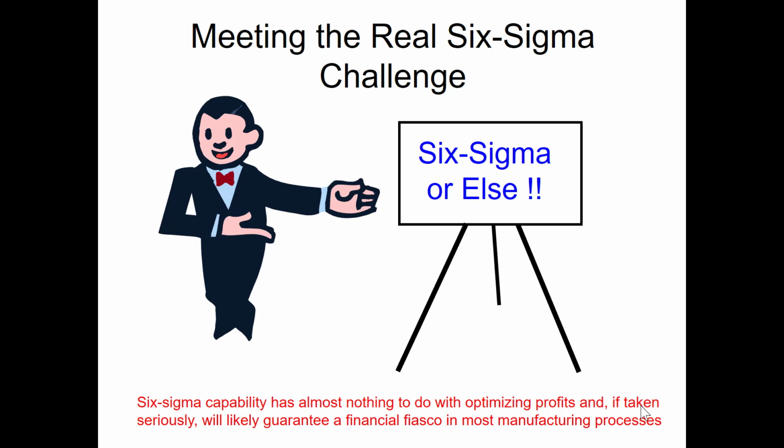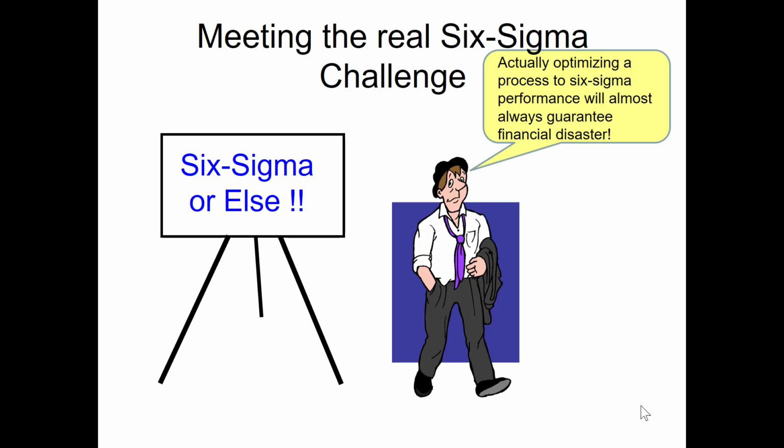Six Sigma capability has almost nothing to do with optimizing profits, and if taken seriously will likely guarantee a financial fiasco in most manufacturing operations. So, what do you do when the top people in your organization say Six Sigma or else, and or else is you're fired?